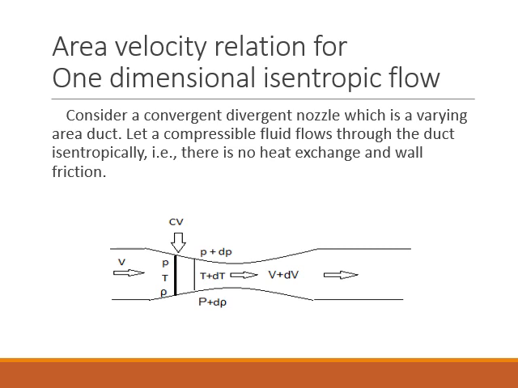Let us consider a convergent divergent nozzle, which is a varying area duct. Let a compressible fluid flow through the duct isentropically, that is, there is no heat exchange and wall friction. The nozzle is shown in the figure below.